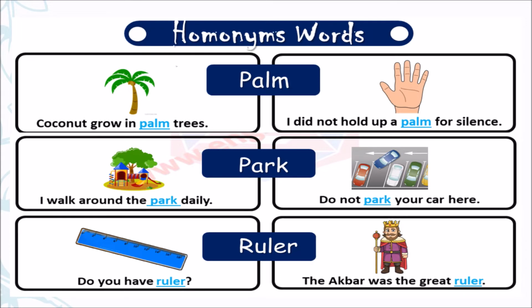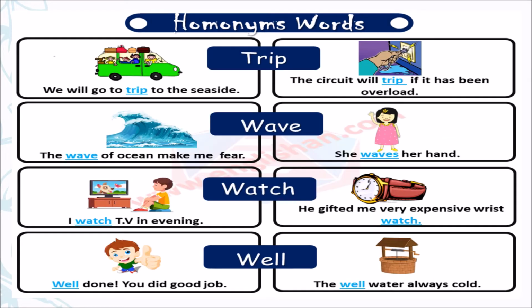Next we have ruler. Do you have a ruler? Akbar was a great ruler. Next we have trip. We will go on a trip to the seaside. The circuit will trip if it is overloaded. Next we have wave. The wave of the ocean makes me fear. She waves her hand. Then we have watch.